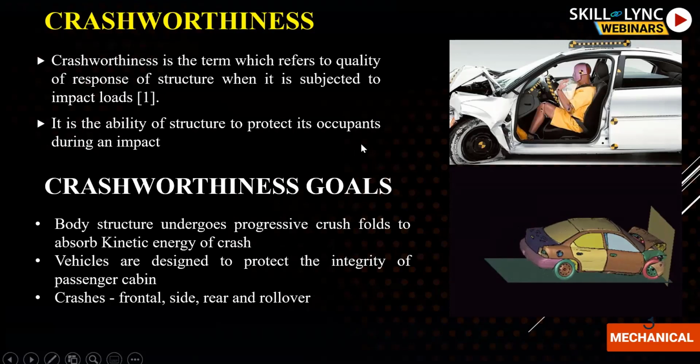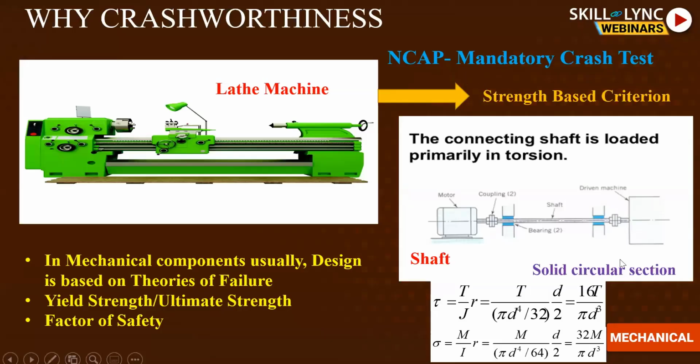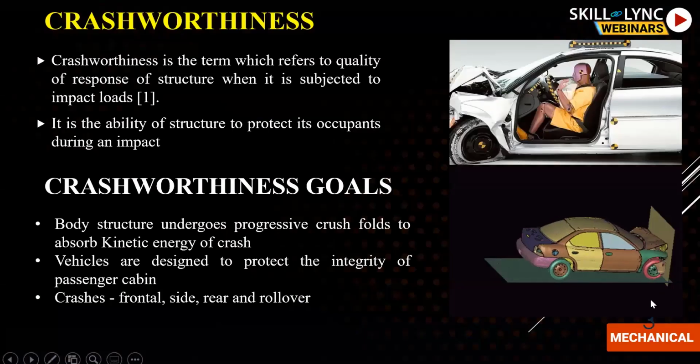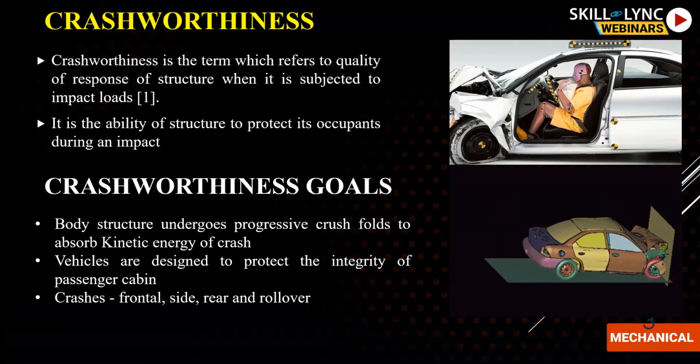Now there are different goals that have to be achieved in crashworthiness. First, the body has to undergo progressive crushing. Here you can see that the structure is deforming in a progressive form. This is what you want, because when the structure deforms progressively, the kinetic energy of the crash will be absorbed. And that's what you want. You have to absorb the kinetic energy so that it cannot be transferred to the occupant.